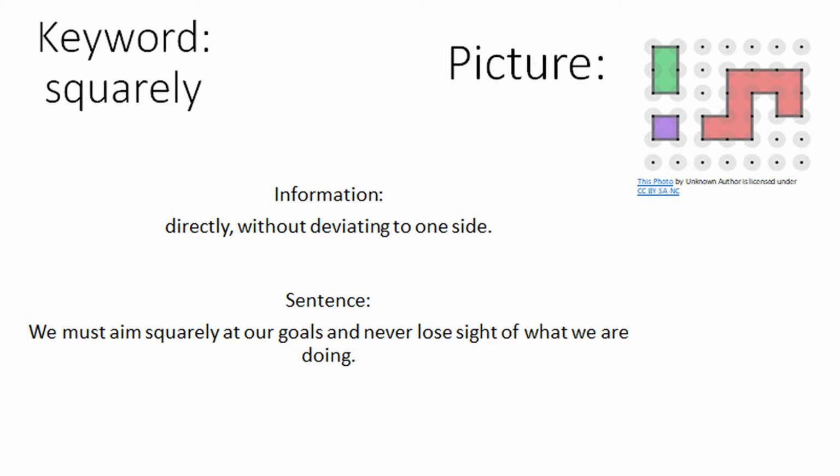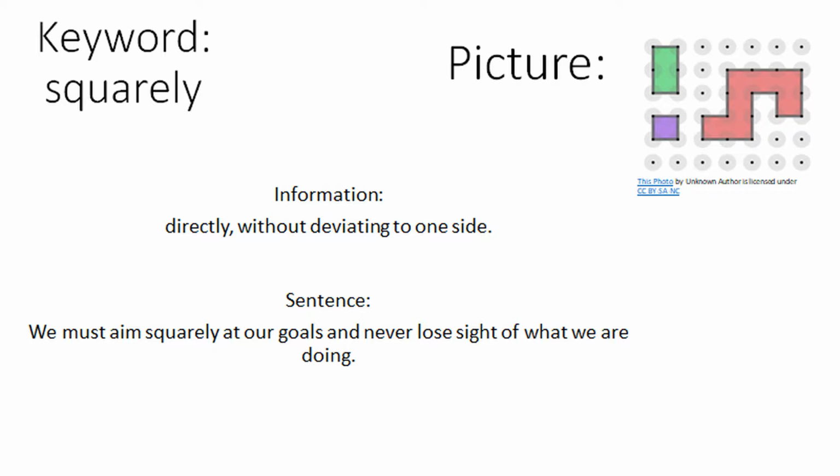Here's how you would use the strategy. First, you can't figure out anything with the K.I.M strategy unless you figure out what the word is. So you could use dictionary.com or something and you can find the information and fill it out. The information for this word would be directly without deviating to one side. A picture, if you look to the upper right hand corner, would be these little squares in a box.